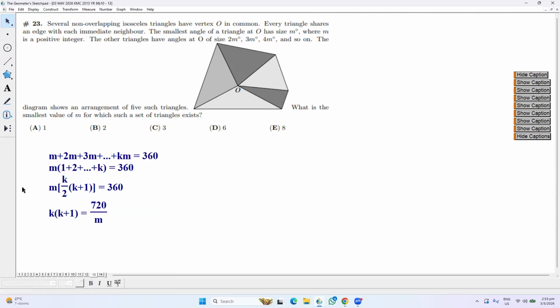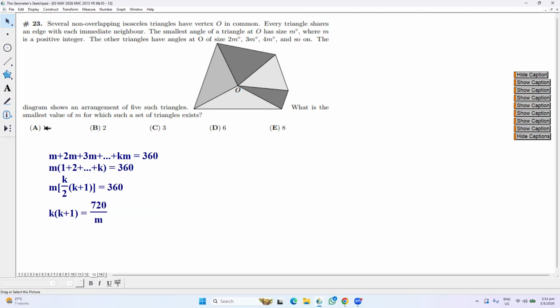So the diagram shows only 5. Then the question wants as many as possible, so that the smallest value of M, the angle. So the smallest is M, 2M, 3M until K triangles, not 5. We want more than 5. So we add 1 to K, which is K over 2, K plus 1.